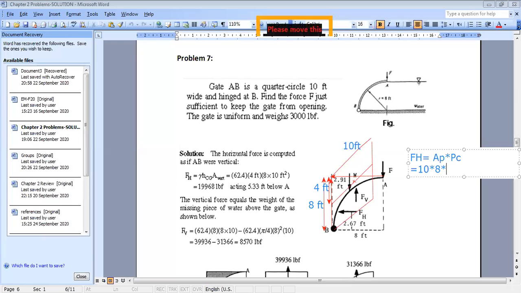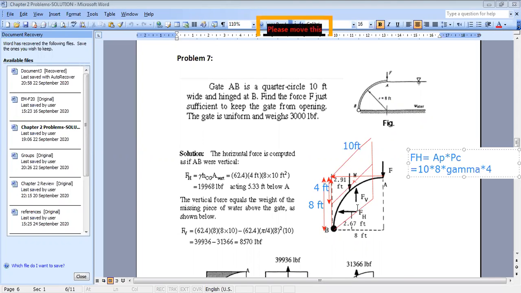times the pressure. For the pressure at this point, I compute it from gamma of the fluid, so times gamma, times the height. The height here is 4 feet. So this is the depth of the centroid. So from this expression, I can find my horizontal force acting on the projected area.